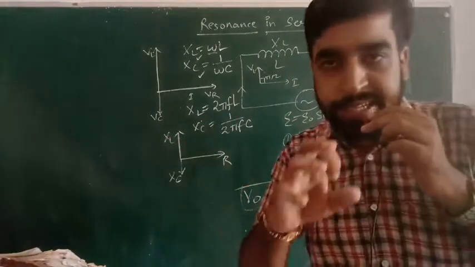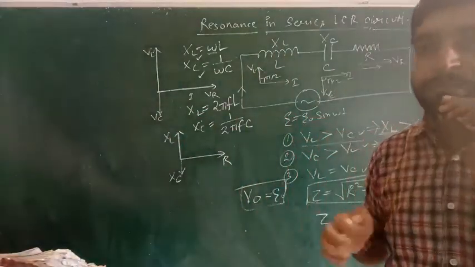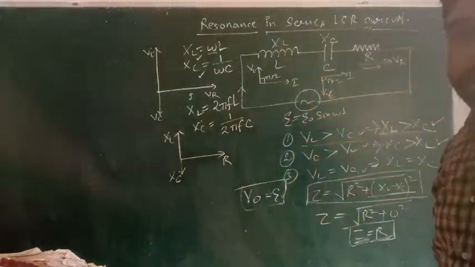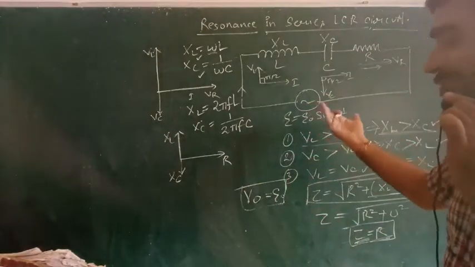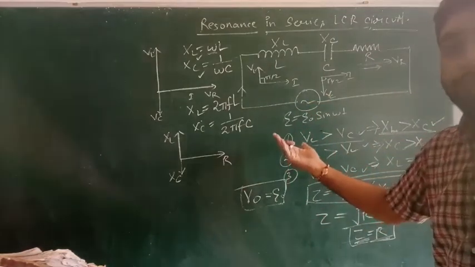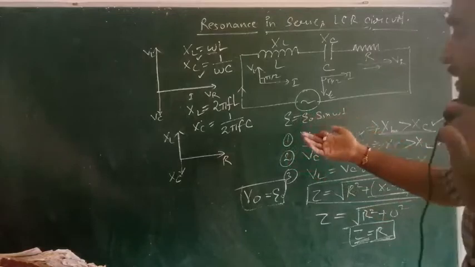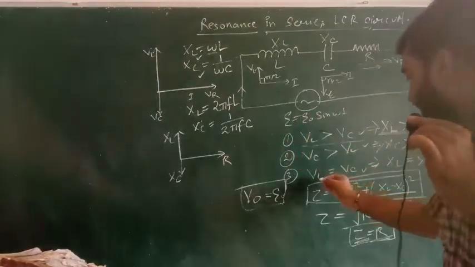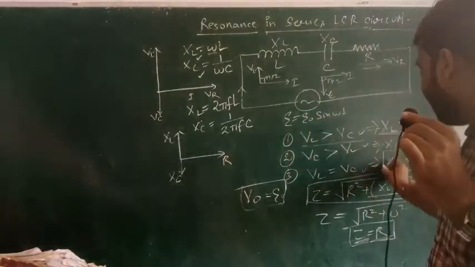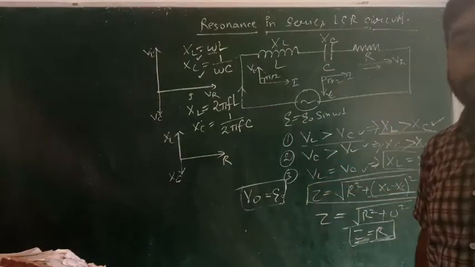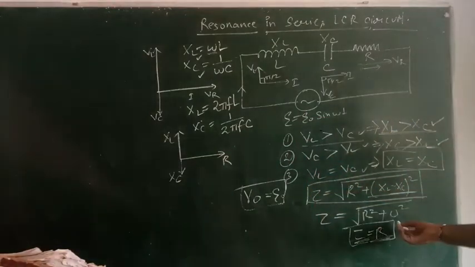So in this series LCR circuit, what we are actually doing is applying different frequencies, and at a certain frequency we find that this condition will strike, meaning XL will be equal to XC. And when XL is equal to XC, in that case the impedance of the circuit will be minimum.